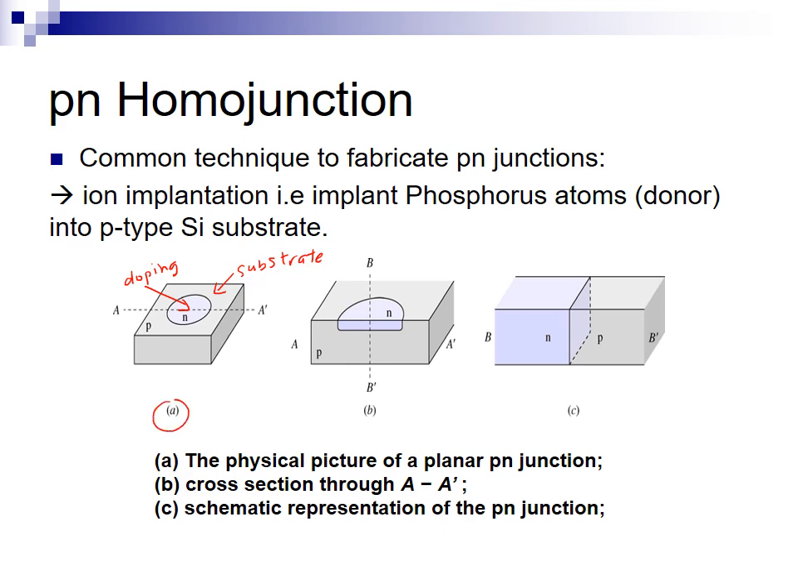To simplify things, for calculation and band diagram discussions, we cut the region at the A' line in figure A, and we will have figure B. Further, we cut along the B' line in figure B and tilt the figure 90 degrees. We will have a simplified PN junction schematic diagram in figure C.